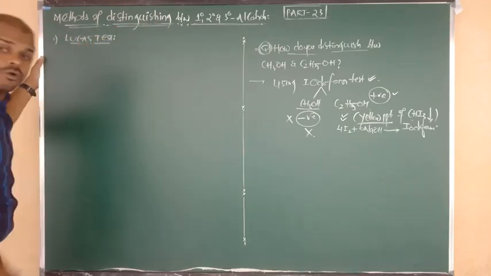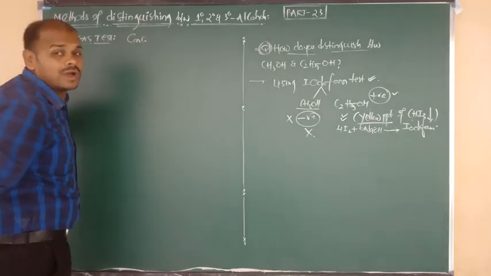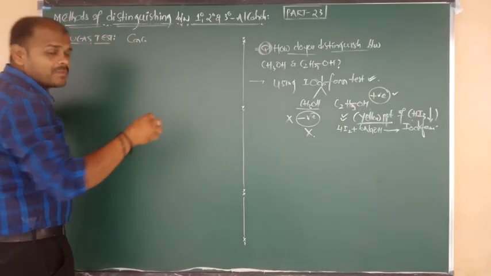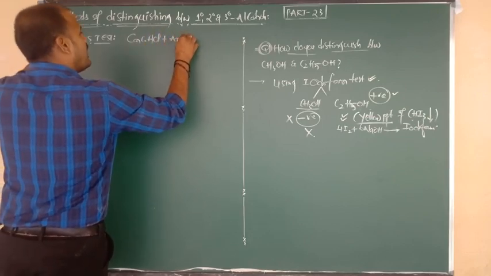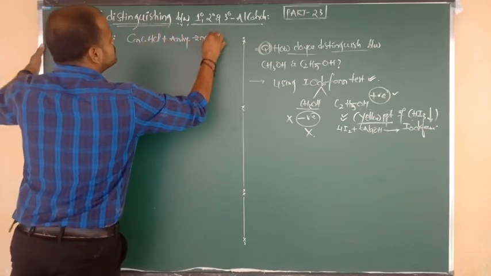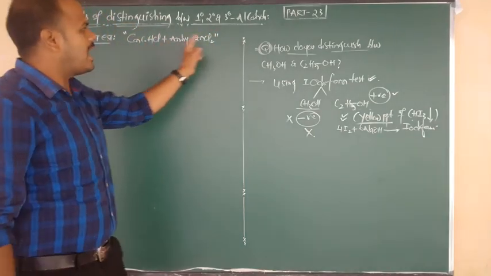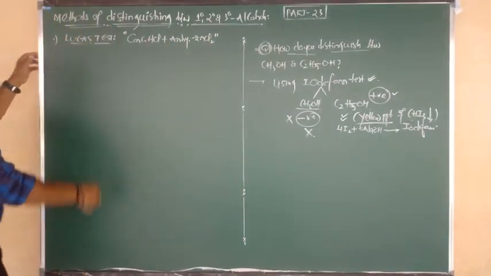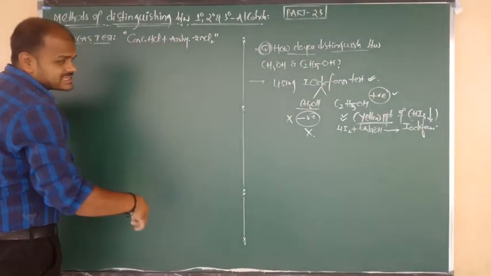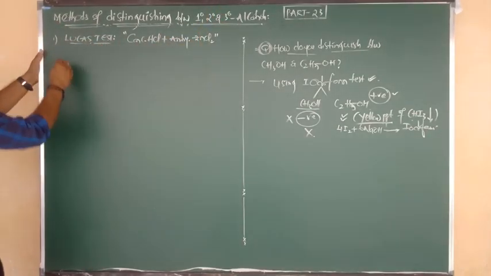How to do the Lucas test? First of all we need the Lucas reagent. What is the formula of Lucas reagent? A mixture of concentrated HCl and anhydrous what, beta? ZnCl2. A mixture of concentrated hydrochloric acid and anhydrous ZnCl2. This is called what, beta? Lucas reagent. By using this Lucas reagent we are going to do the Lucas test to identify the alcohols.